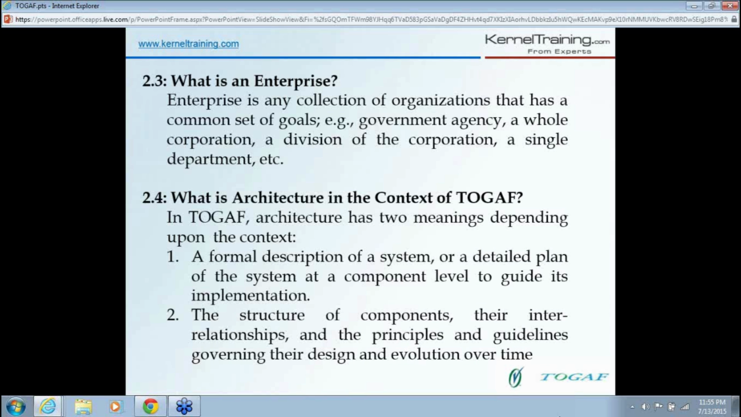So what is an enterprise? An enterprise is any collection of organizations that has a common set of goals. Example, a government agency, a whole corporation, a division, or a single department within an enterprise. If you take any enterprise, you have various departments within it. And each collection of organizations within an enterprise has its own business purpose. It has its own processes and procedures, business processes to implement its ultimate goal.